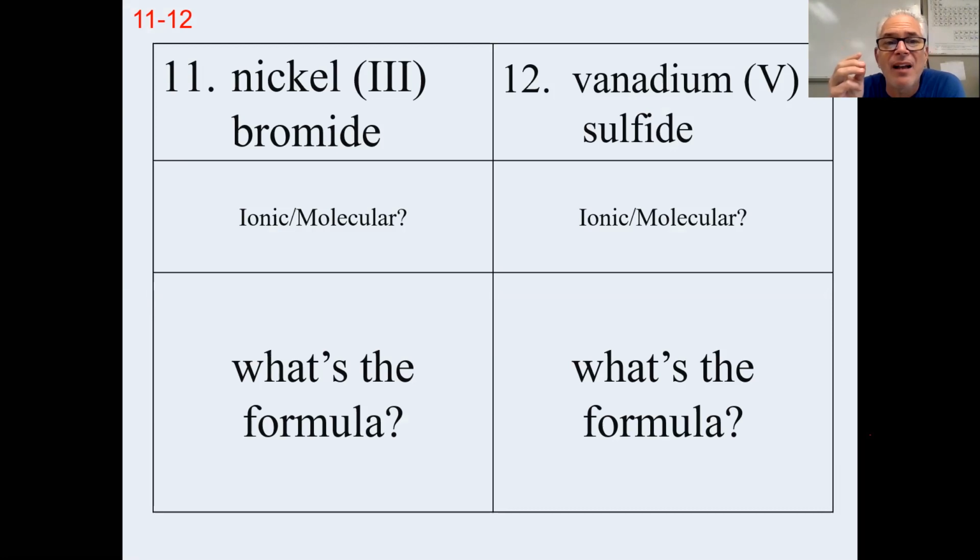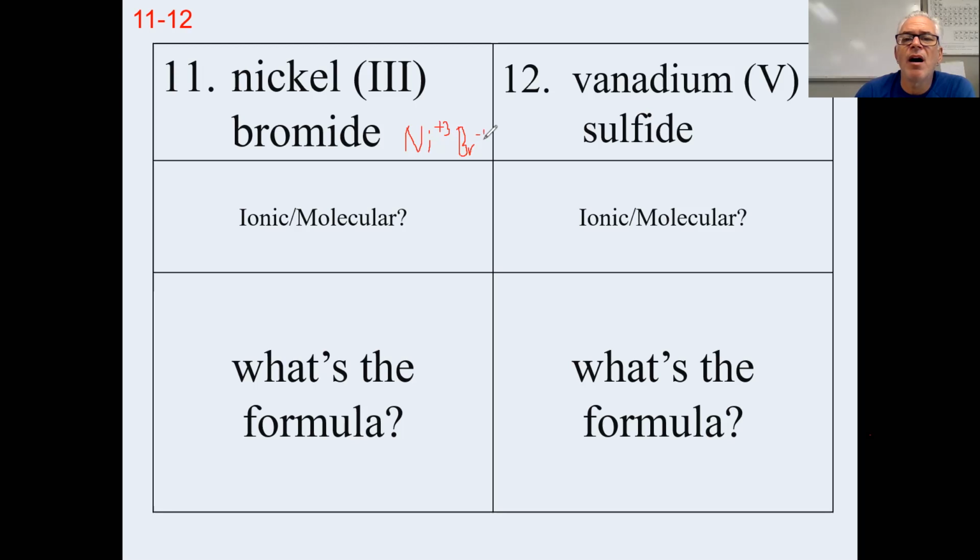Roman numeral 3, +3. So if we have nickel +3, I'm going to write this one out again. Nickel, Ni, and what ion does it make? It makes the +3. And then the bromine's in group 17, and it's going to make a -1 ion, a -1 anion. Crisscross. Nickel Roman numeral 3 is the +3 ion, then you crisscross. It's got to be ionic.